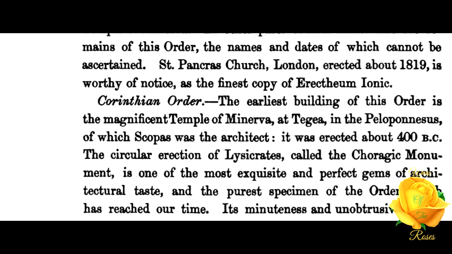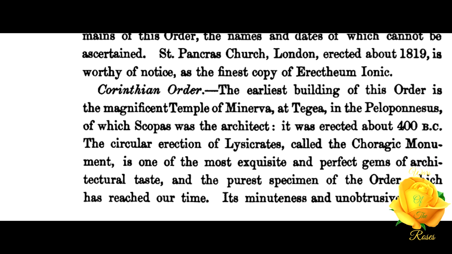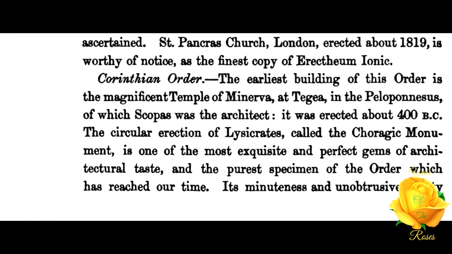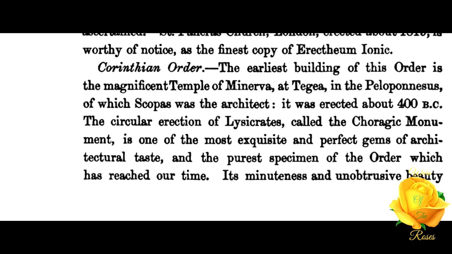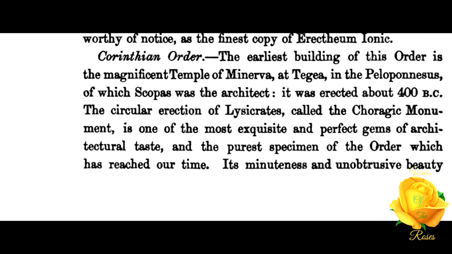Corinthian order. The earliest building of this order is the magnificent Temple of Minerva at Tegea in the Peloponnesus, of which Scopas was the architect. It was erected about 400 BC.